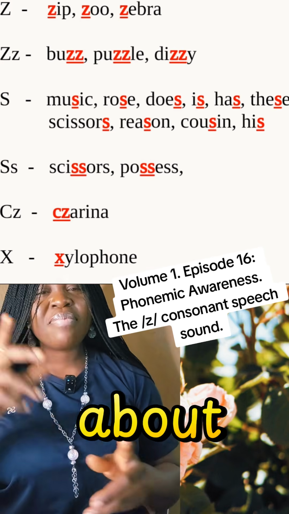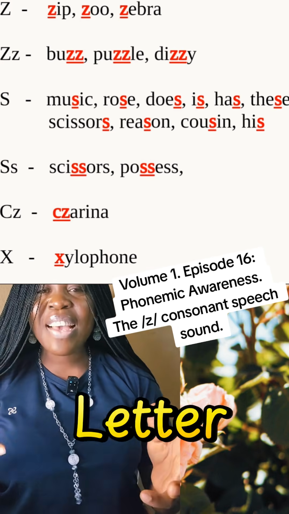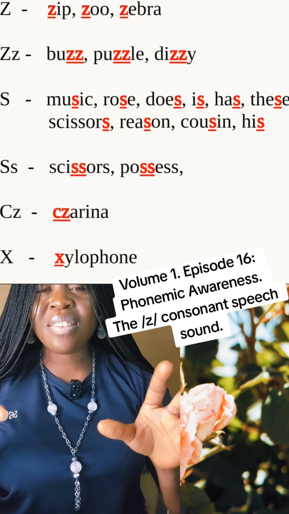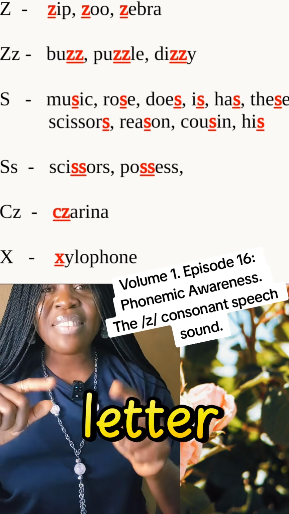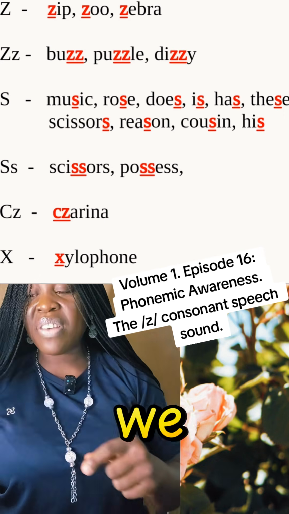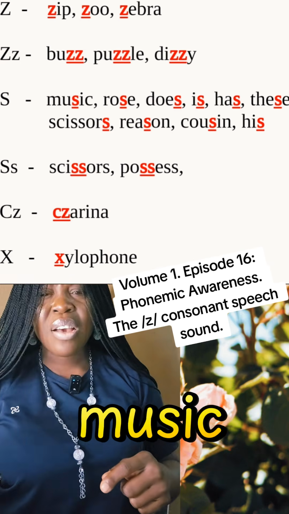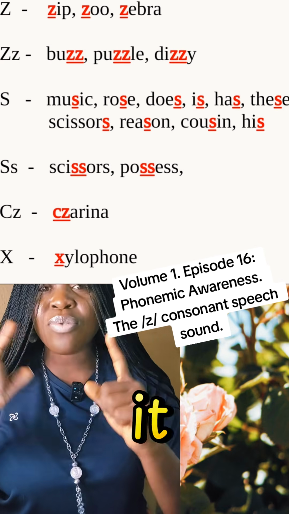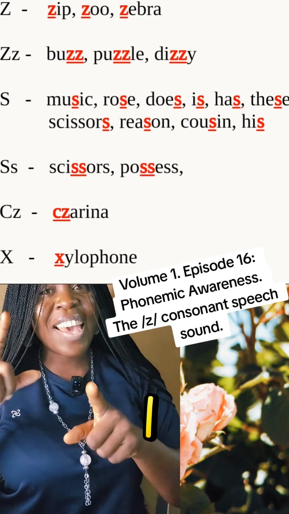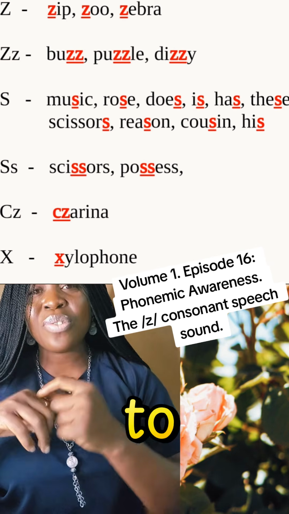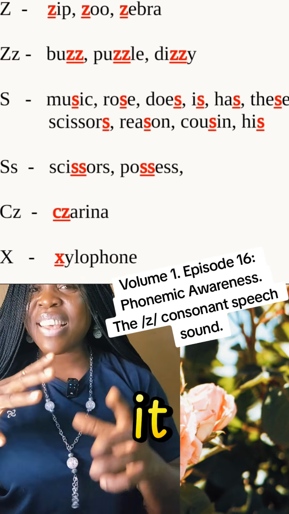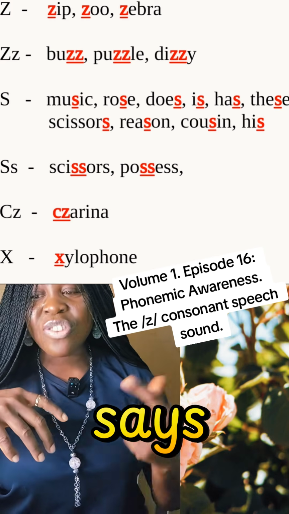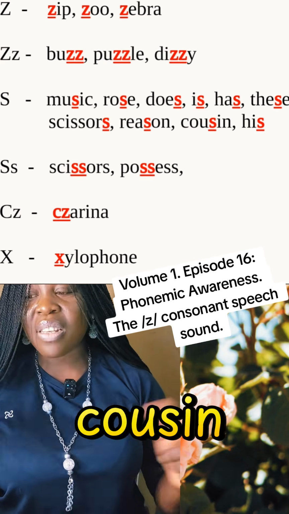But what about letter S? Many times when people see this letter, it is pronounced as S. But in some cases, the letter S has the Z sound. We have examples in words like music, rose. So rose is not rose with an S sound, it is rose with a Z sound. And the word has that I presented to you initially is not has with an S sound, it is has with a Z sound. Says, use, scissors, reason, cousin, and so on.